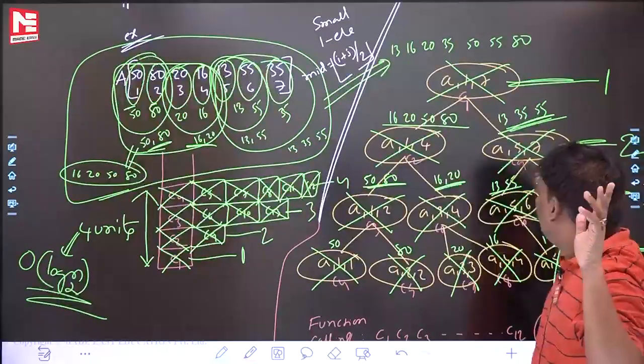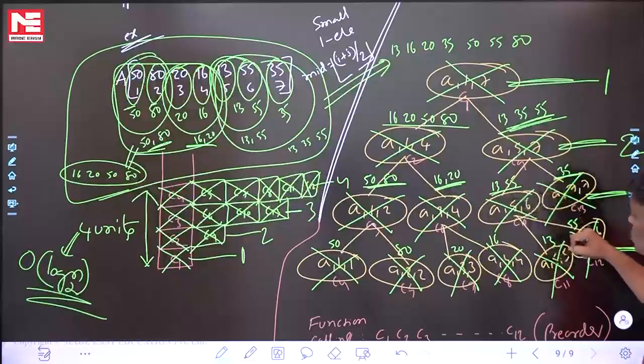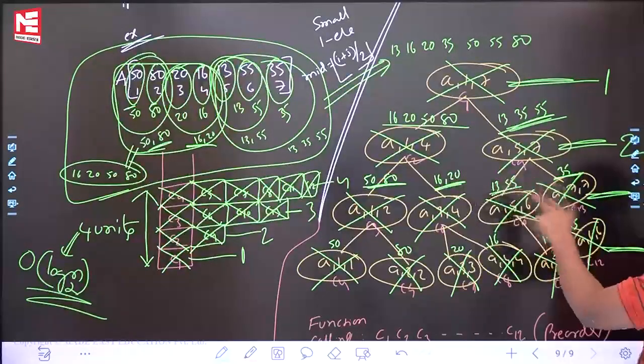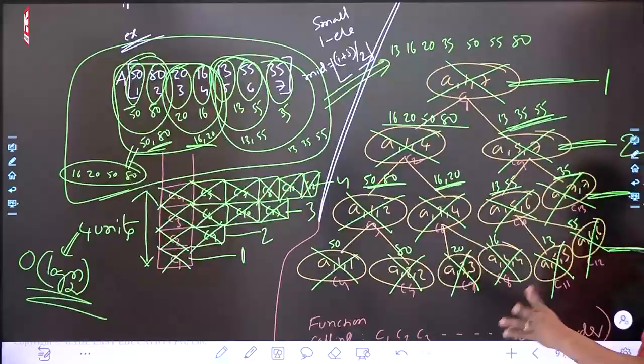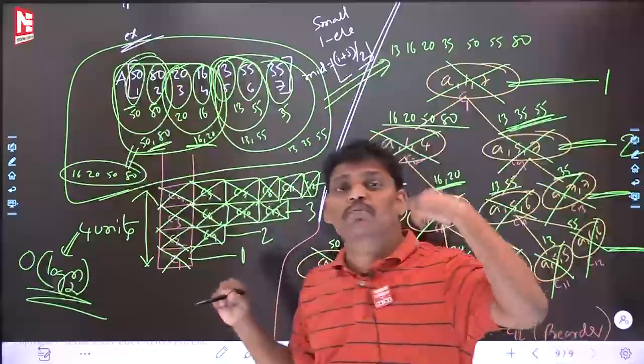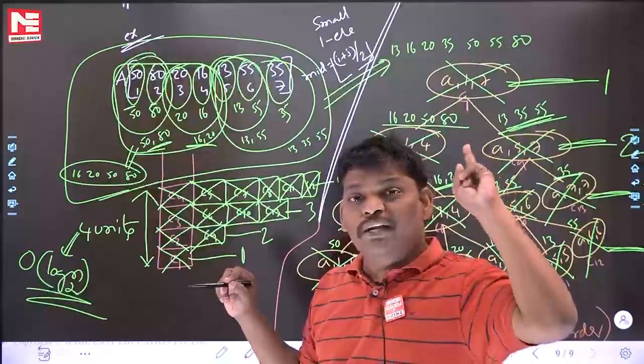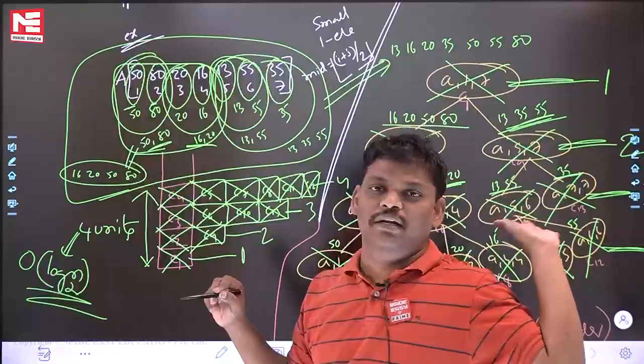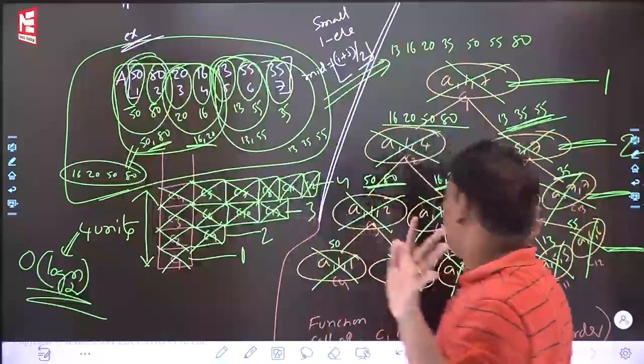This is also an internal node, this is also internal. Every internal node. How many internal nodes are there? Those many divisions are there. And those many combines are there. Every time a division happens, a combine should happen, guaranteed. I hope you are okay.